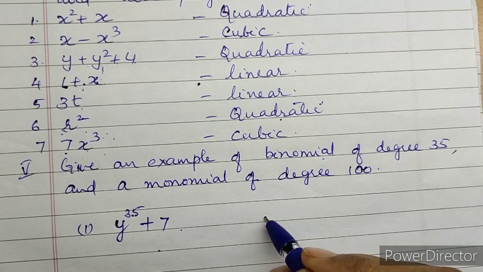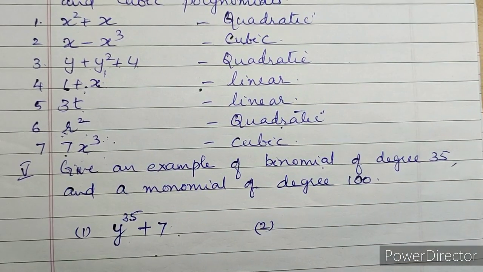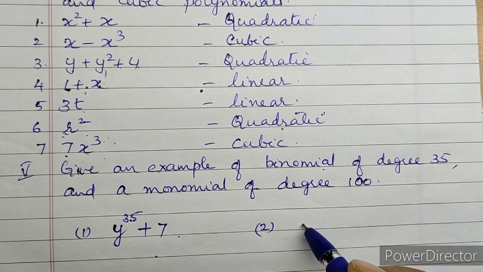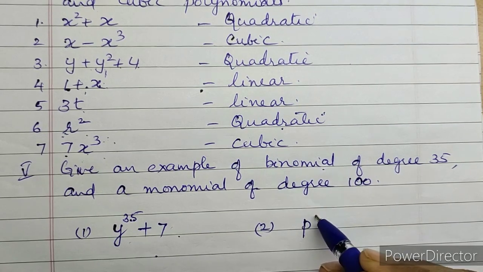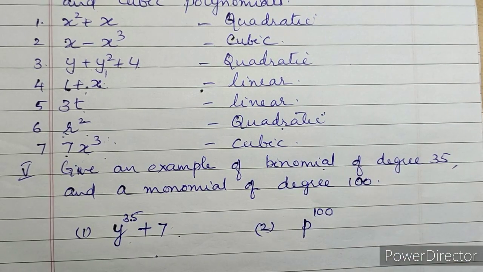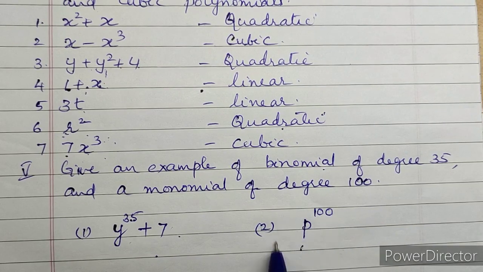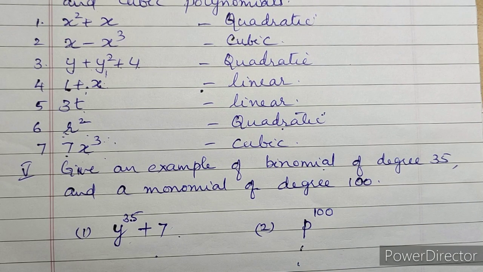Now second one, monomial of degree 100. Only one term should be there and the exponent of that variable should be 100. So you can write it as p to the power of 100. Any variable you can take. Here I have taken p as variable. So p to the power of 100. This is only one term. So it is a monomial and the exponent of p is 100. So degree of this polynomial is 100.